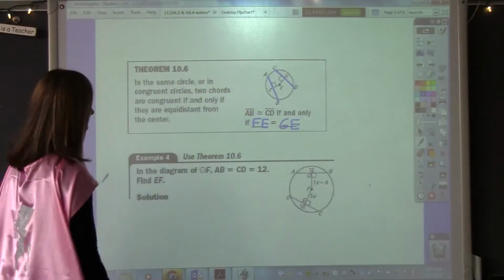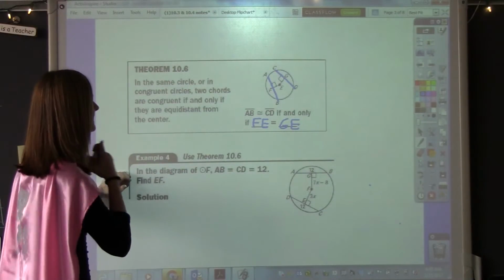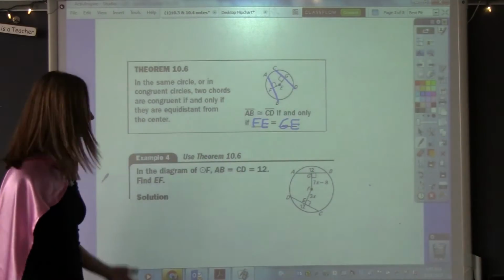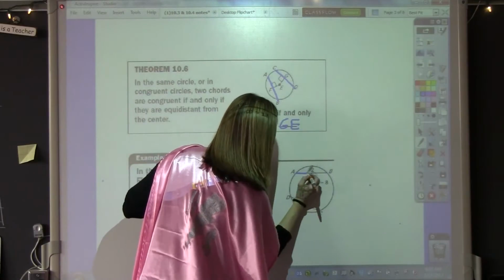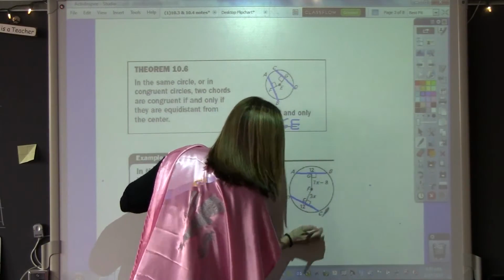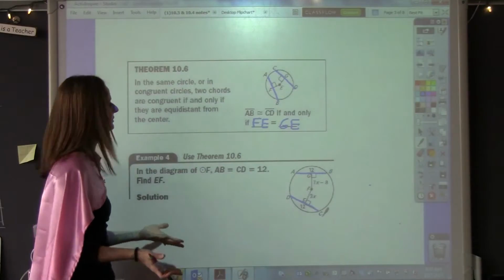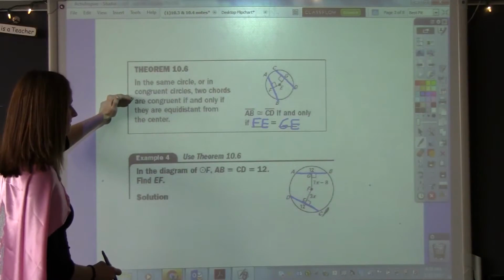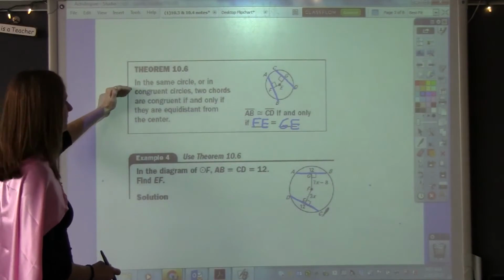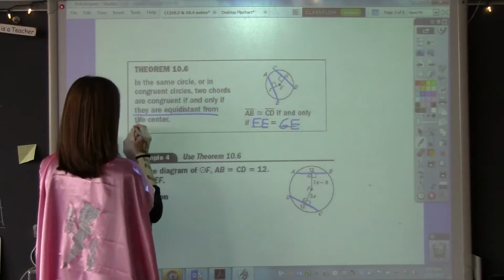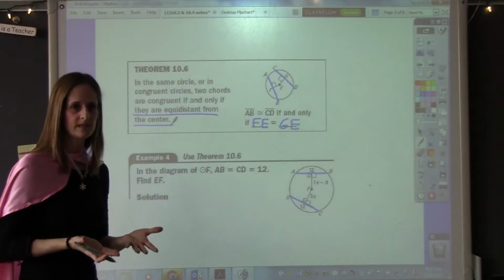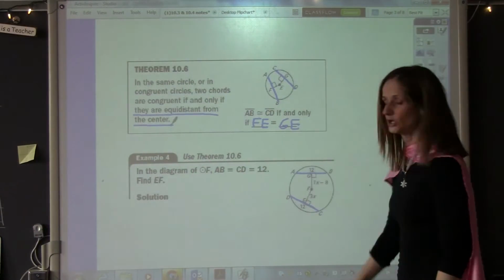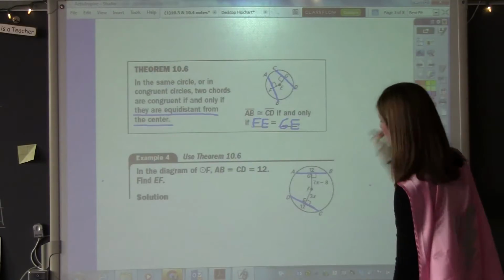All right, so in the diagram of circle F, AB is equal to CD is equal to 12. So find EF. Suggestions? Notice what we have here, the length of these segments. They're both 12, but they're both the same, right? In the same circle, if 2 chords are congruent, then we know that they're equidistant from the center. So these chords are congruent, so they should be equidistant from the center.